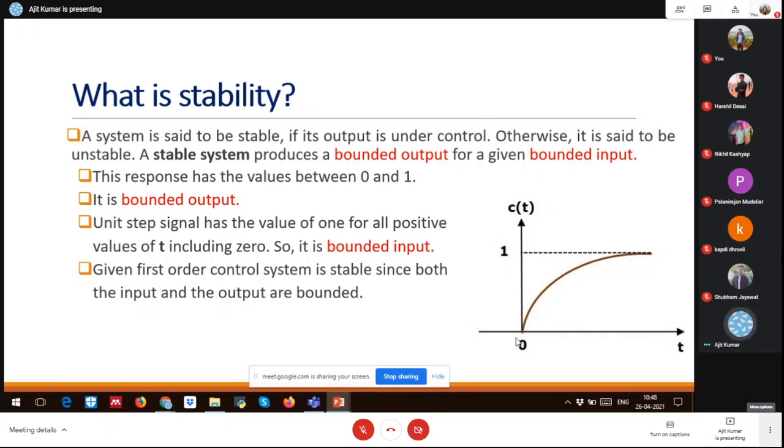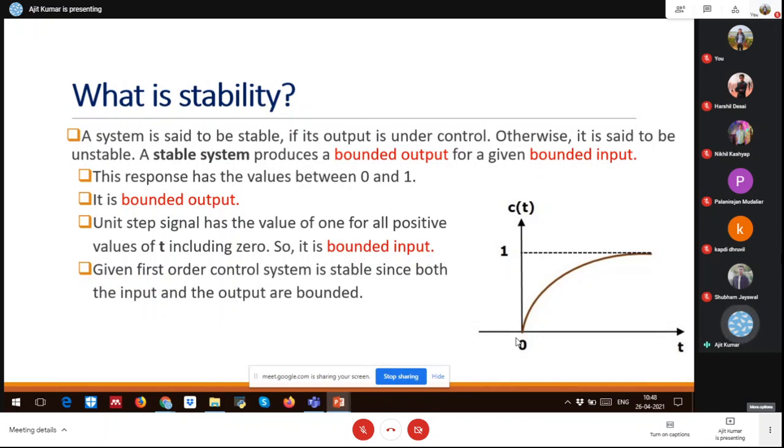Even for a fan, when it requires 220 volts, we cannot give 440 or more than that. If any device is meant to operate at 5 volts, we cannot go beyond 5 volts. It is very much needed that input should be bounded, or in practice, for most of the systems we have bounded input. So this is the understanding for input, bounded input.